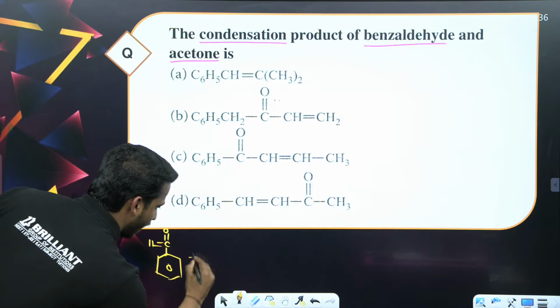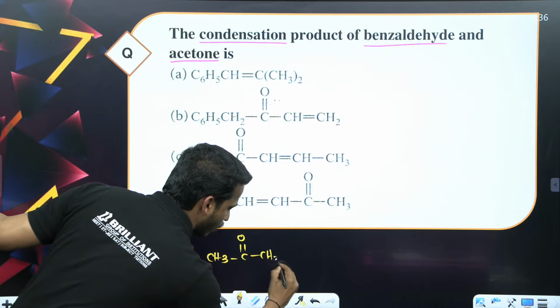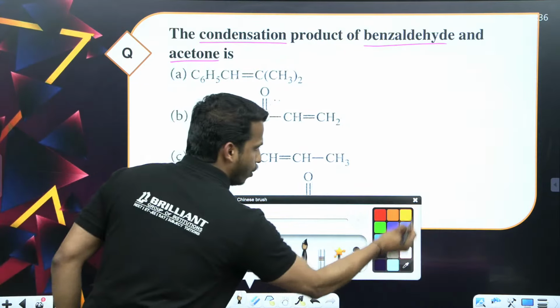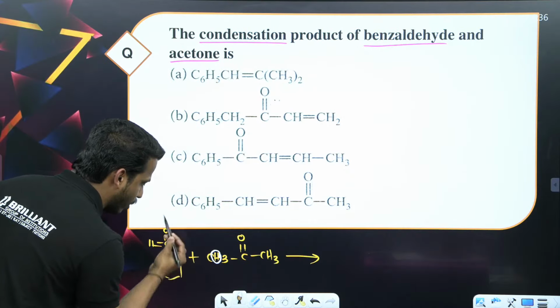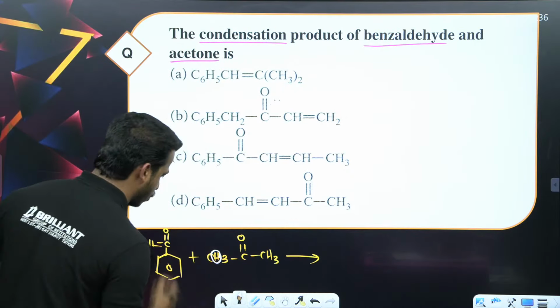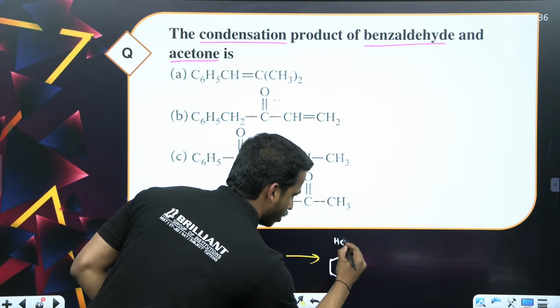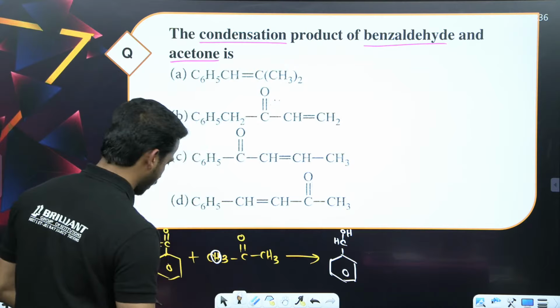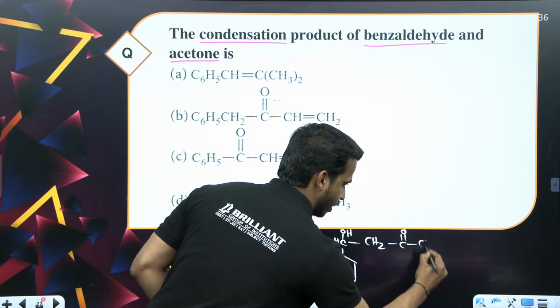This is benzaldehyde, and acetone is CH3COCH3. So you know how to do the cross aldol product. Let me take one alpha hydrogen, give it to this oxygen, and connect these two carbons. So I will get benzene with CH, this O becomes OH, and it becomes CH2, C double bond O, CH3.